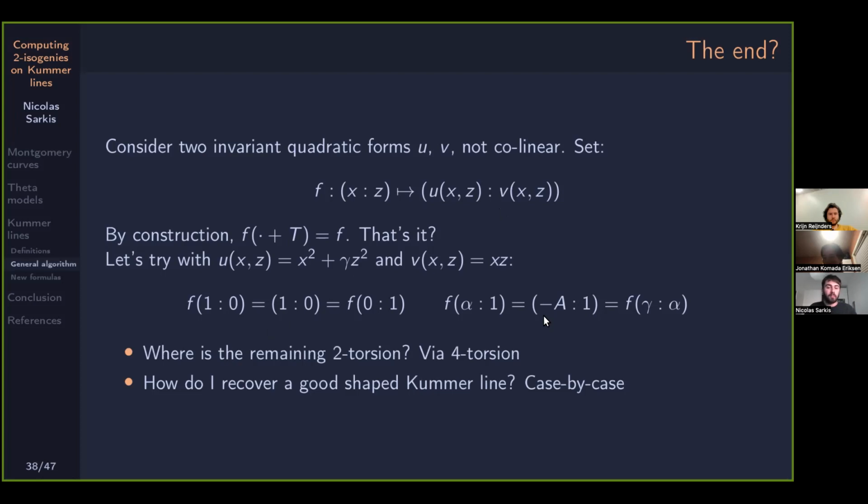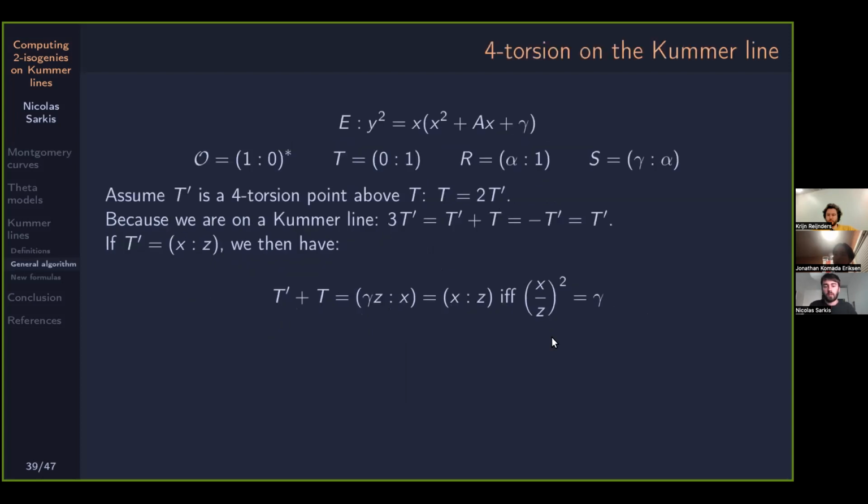So how can I get the remaining 2 torsion? It will be via 4 torsion, which I show on the next slide. To recover a good shaped Kummer line, because 1, 0 is cool, minus a1 not much, but it's case by case. And I do a description of Montgomery curves after that. So the idea is how you can recover it. You already have 2 torsion points with what we did, but you need 2 others.